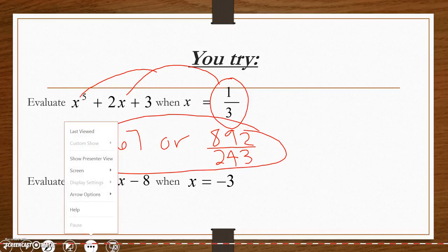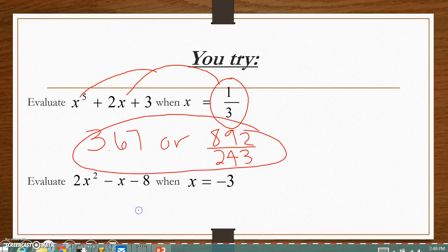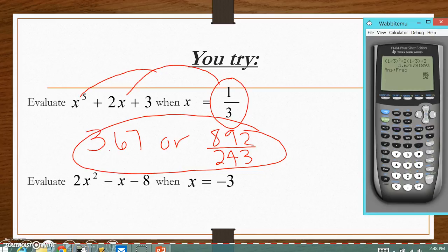And then for the last one, 2 in parentheses -3, square it, minus -3, minus 8. And I get 13 as my final answer.